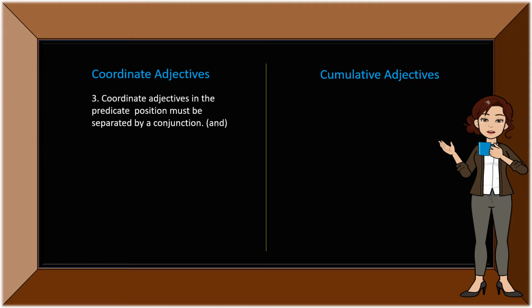Coordinate adjectives in the predicate position must be separated by a conjunction. While in the attributive position, you have an option. You can use a comma or and.